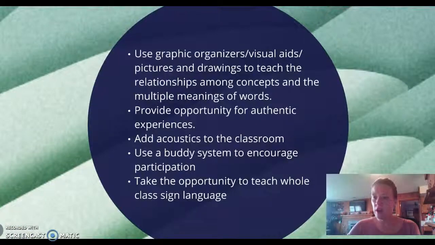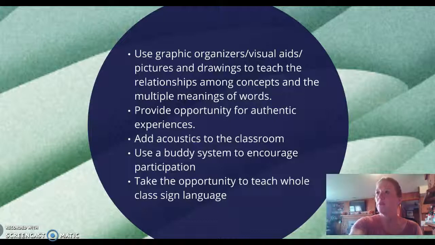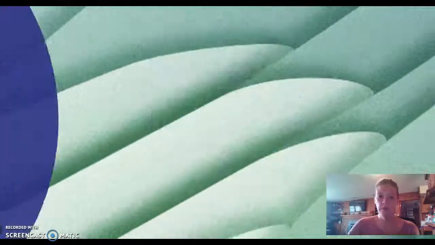For universal design, we would also use graphic organizers to teach the relationships among concepts and the multiple meanings of words. We would use visual aids, pictures, and drawings so students can visualize the concepts I'm teaching. An authentic experience includes helping my students understand what cold is and why they would need to use mittens to go outside on a winter day. I would also consider adding acoustics to the room and take the opportunity to teach the whole class sign language because that will only benefit them now and in the future.